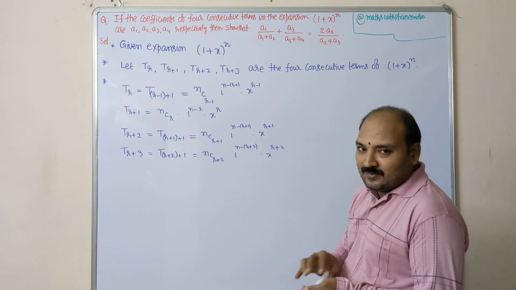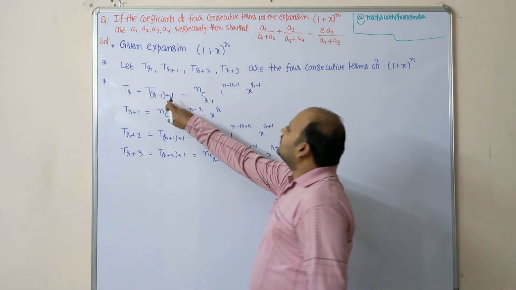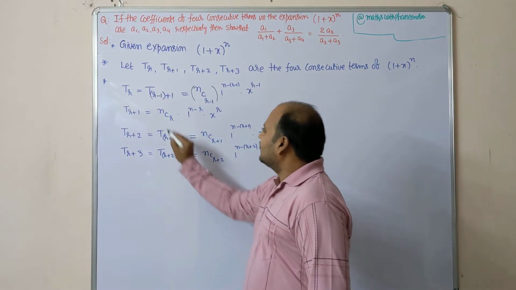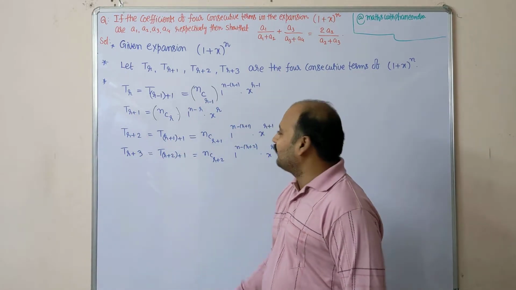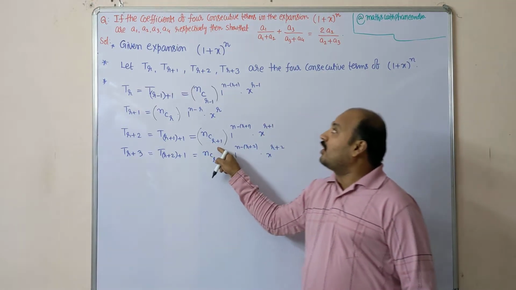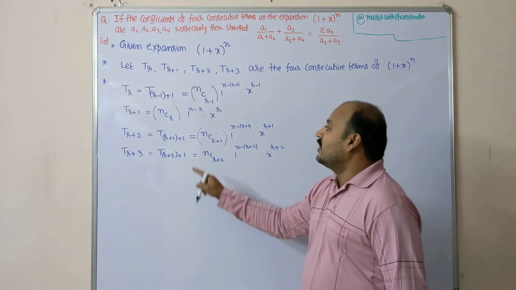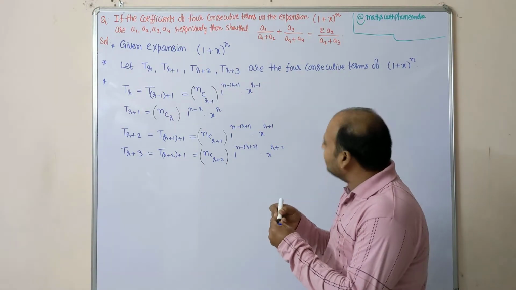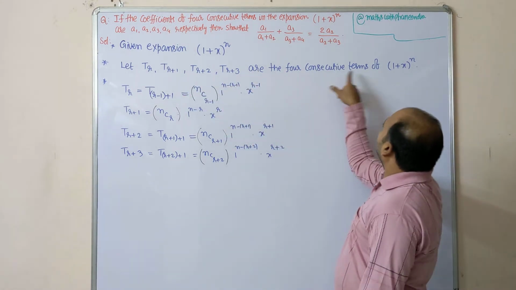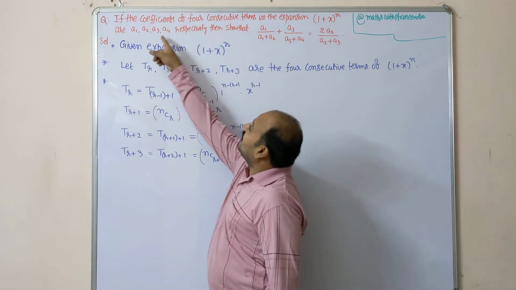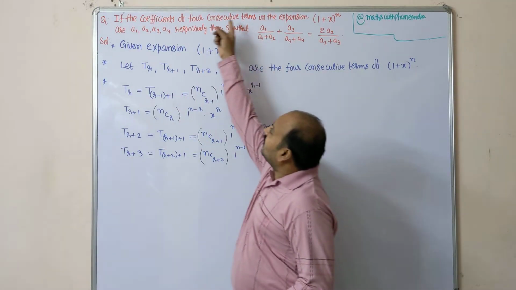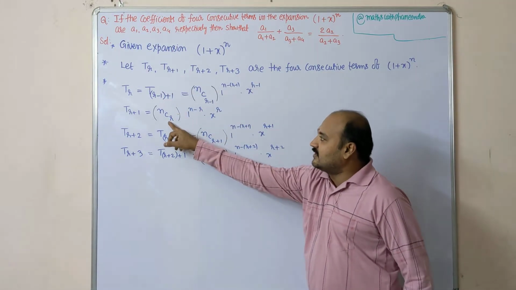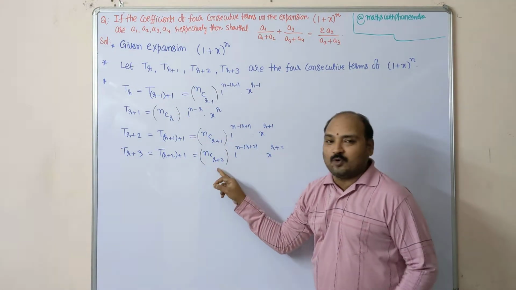Observe, dear students, here. This is the general term. So this is the coefficient of the T(r) term. This is the coefficient of the T(r+1)th term. This is the coefficient of the T(r+2)th term. The T(r+3)th term coefficient is what? nC(r+2). So that means these terms are 4 consecutive terms. For that, coefficients are given as what? The coefficients of the consecutive terms are respectively A1, A2, A3, A4. That means this is A1, this is A2, this is A3 and this is A4.